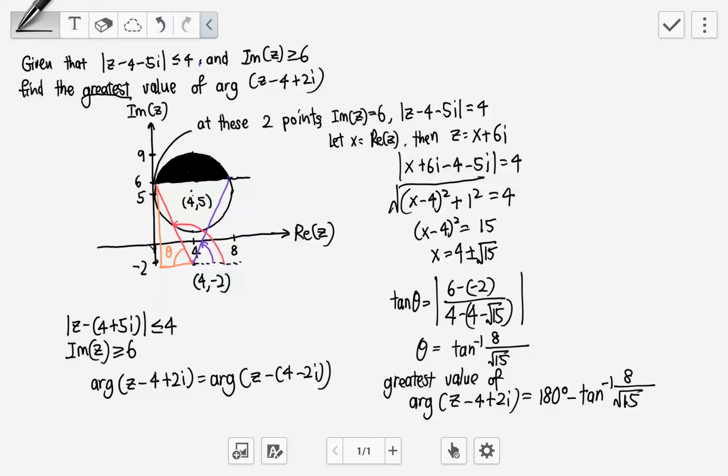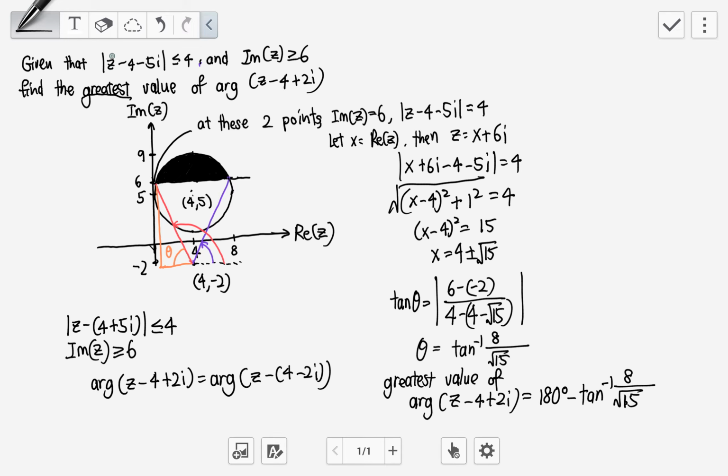So in this question, we are given that mod z minus 4 minus 5i is smaller or equal to 4, and imaginary z is greater or equal to 6. So find the greatest value of the argument of z minus 4 plus 2i. Okay, so first let us try to interpret where the possible locations of z are.